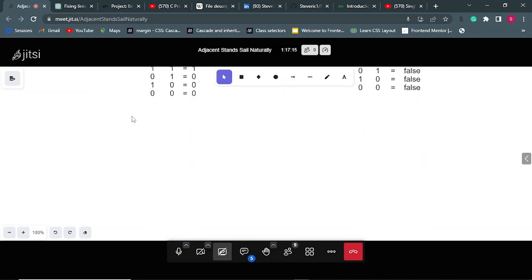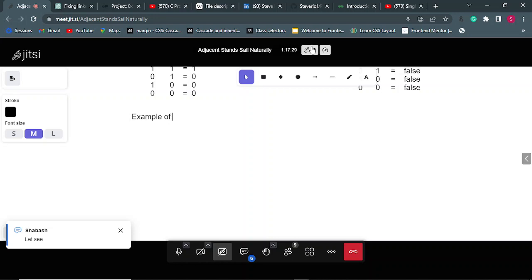Okay, so now let's see an example before we do the OR and XOR. Let me put an example of bitwise AND. Now let's say for instance I want to do 4 and 7. Look at it. I want to do 4 and 7.